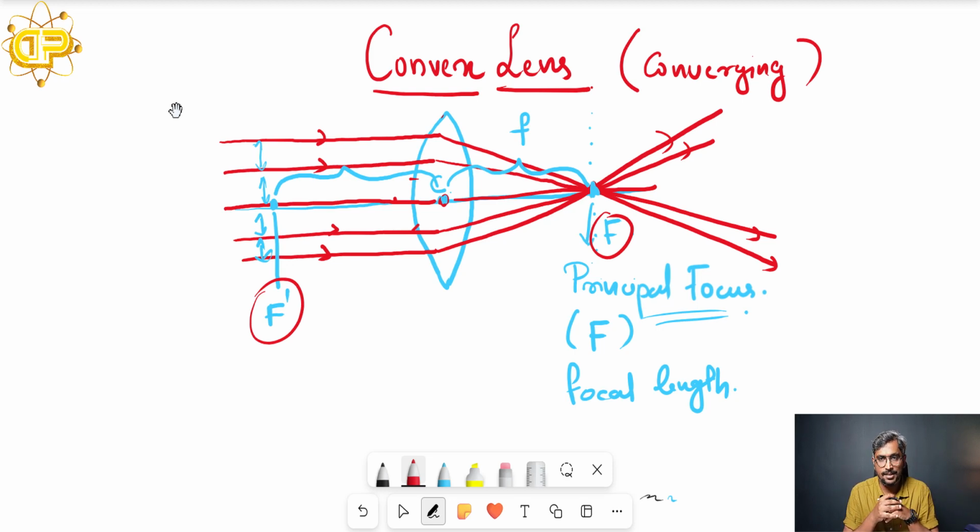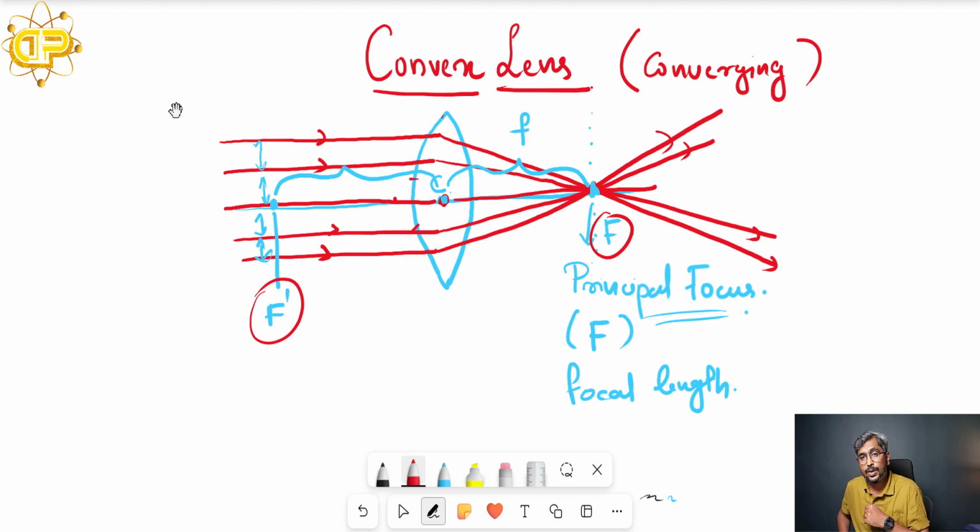I hope that you are getting the points. Just go through this once again, and you will understand the logic, the physics behind it, and the concept behind this particular focus. That's all about the principal focus for a convex lens.